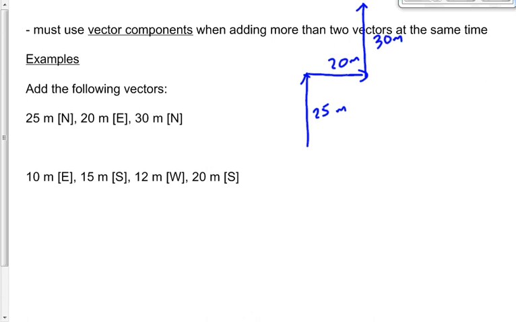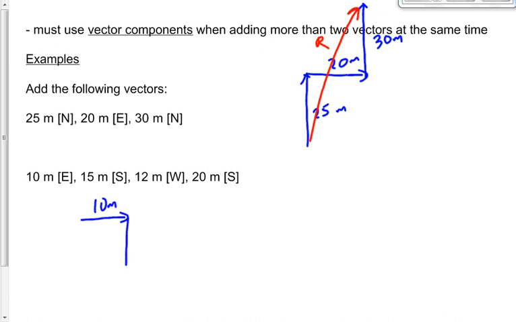Is that okay? My resultant vector should go from start to finish. Let's draw the next one while we're at it, okay? We won't worry about solving it quite yet. Let's just draw the next one. 10 meters to the east. Okay, let's say 10 meters to the east.